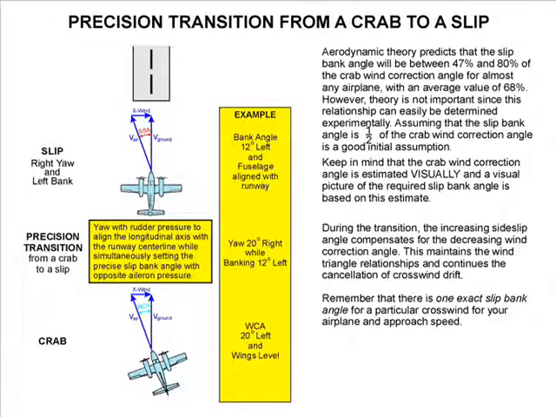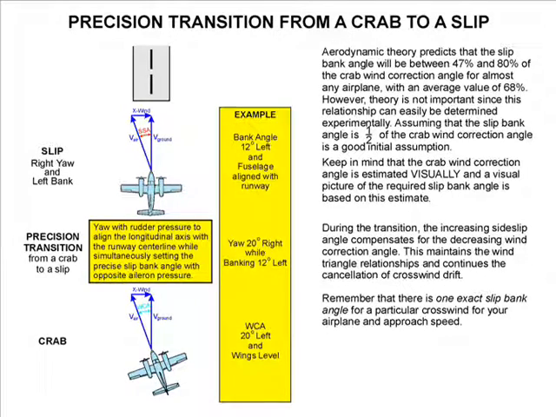An analysis of aircraft from small general aviation airplanes to heavy jet transports predicts that the slip bank angle will be between 47% and 80% of the crab wind correction angle for almost any airplane, with an average value of 68%. Theoretical relationships are not really important, since the relationship between slip bank angle and crab wind correction angle for a particular airplane can easily be observed experimentally.